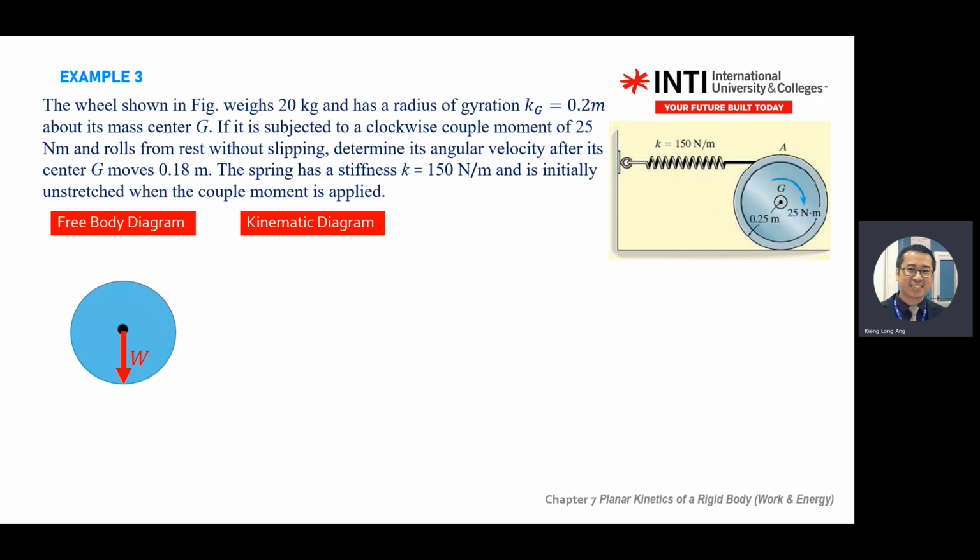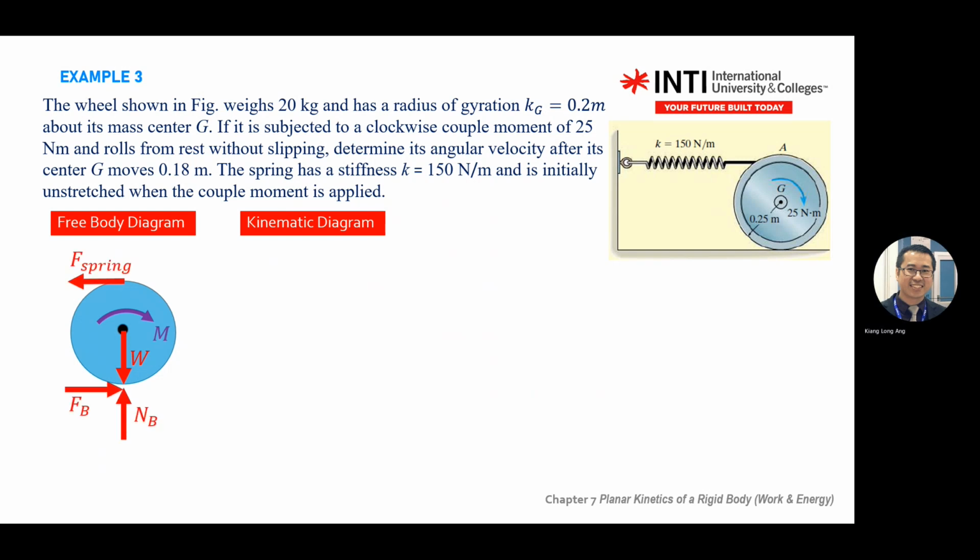Because you are in contact with any surface, there is a normal force. Always have normal force. Friction, it depends on the question. Sometimes the question tells you smooth surface, then no friction. But it's safe to put in the friction force.